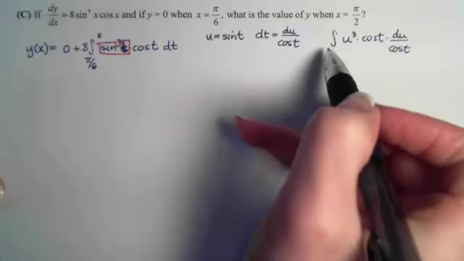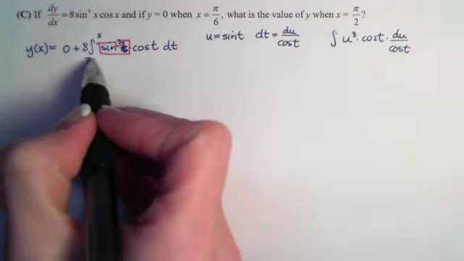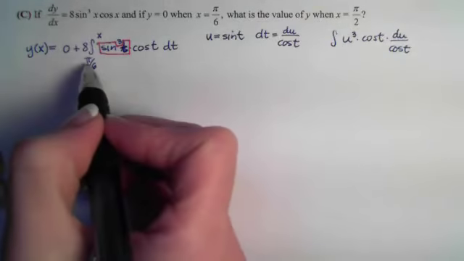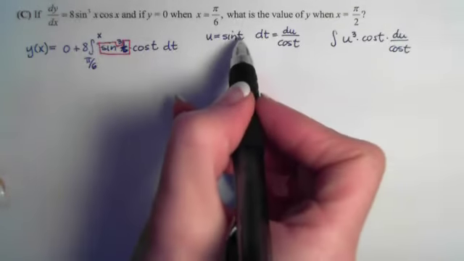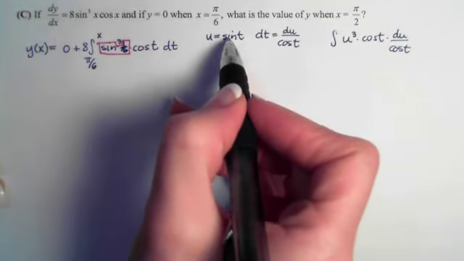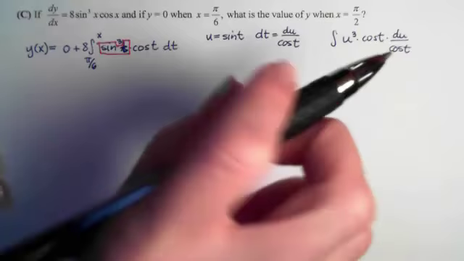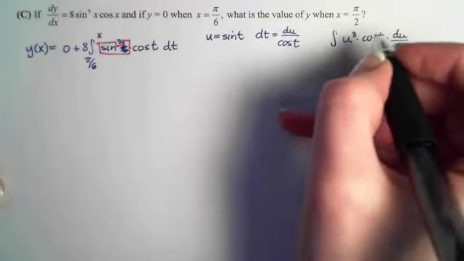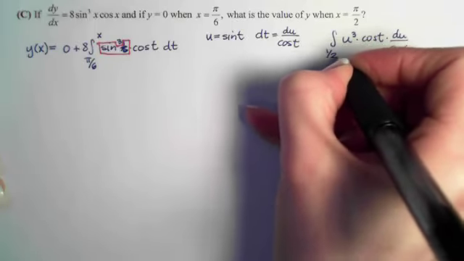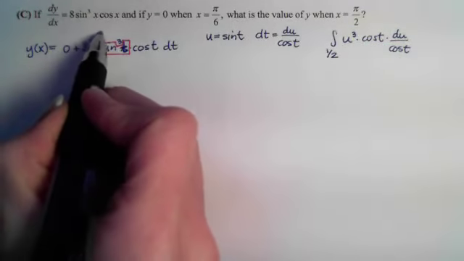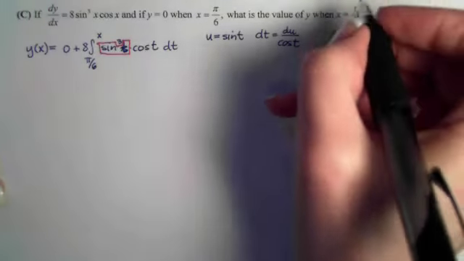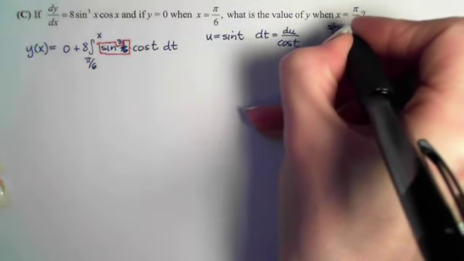Now let's keep in mind that we can change the limits because we have a definite integral. So if I plug pi over 6 into u, I get the sine of pi over 6. That's the y coordinate on the unit circle when I've gone pi over 6 up. So that y coordinate is a 1/2. And the upper limit will be plugging x into u. That will give me a sine of x.